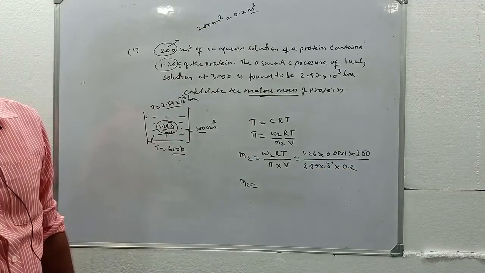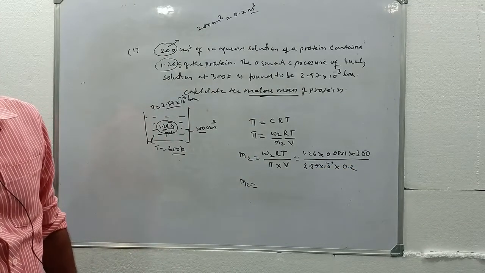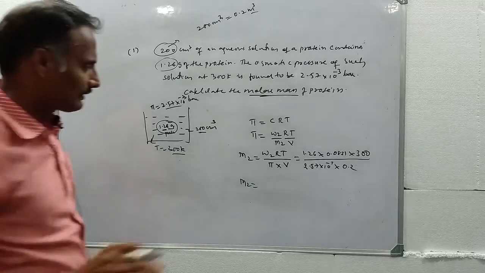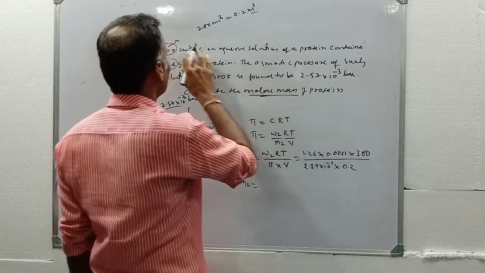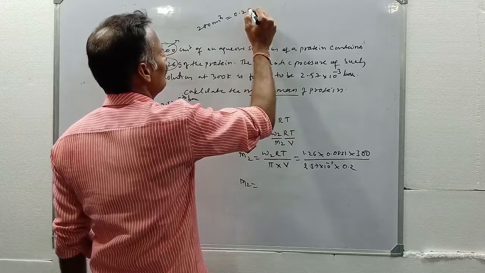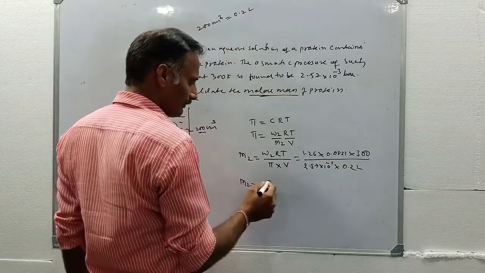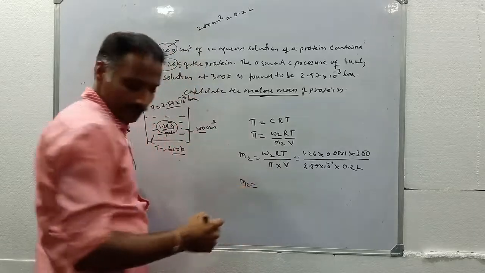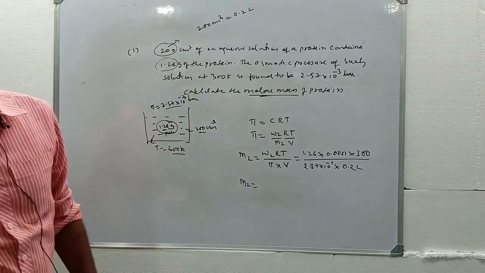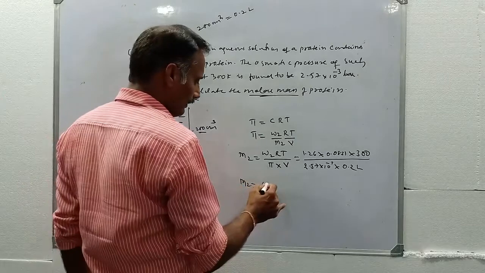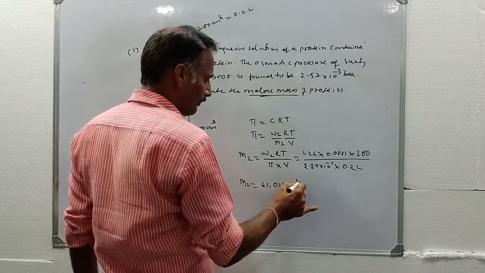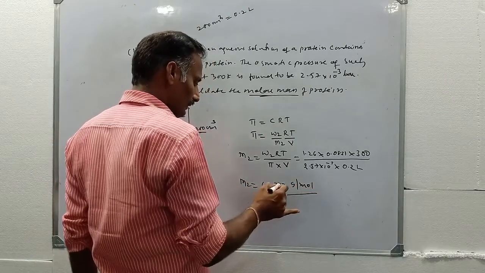For the molar mass of protein, this is 0.2 liters, which is the centimeter cube converted into liters. Then you will get this value: 61,022 gram per mole. This is the mass of protein.